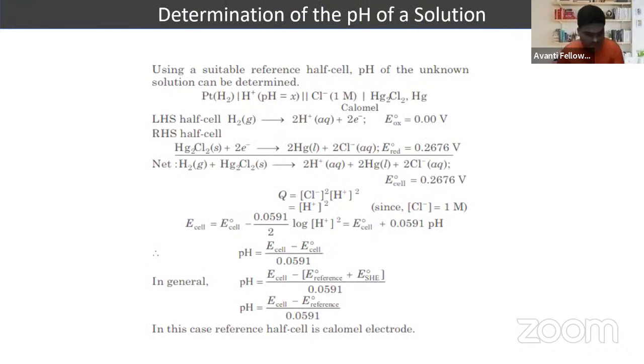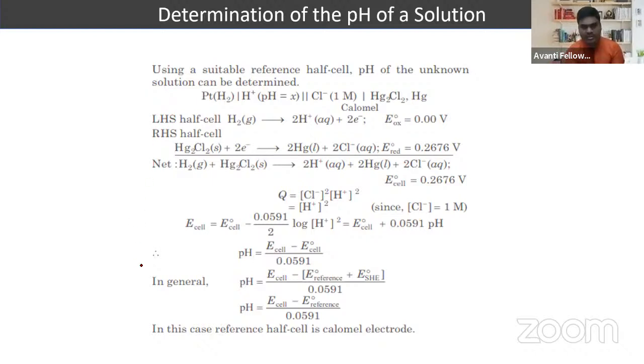Now, how will you determine the pH of a solution? Using a suitable reference half cell, the pH of an unknown solution can be determined. For example, for the particular cell Pt|H₂|H⁺||KCl, the concentration is given. On the left hand side the species are losing electrons, and on the right hand side they are accepting electrons. So the overall reaction is like this.